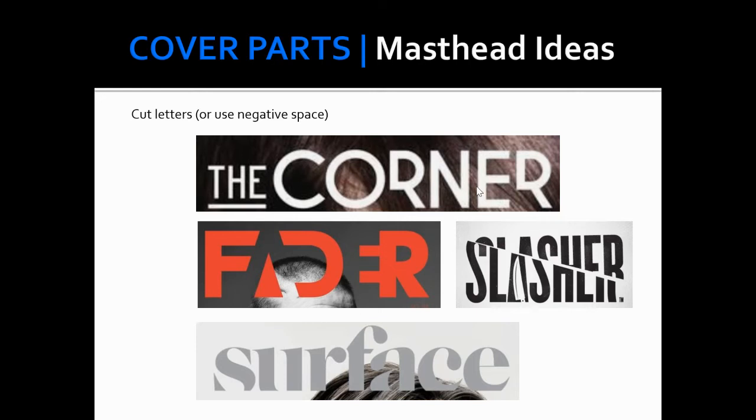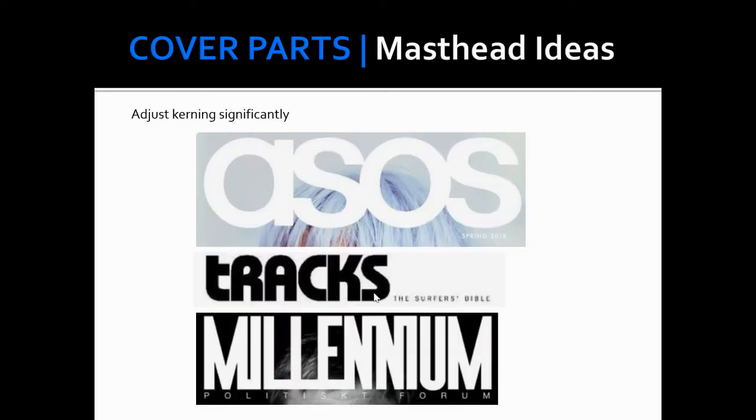So I'll record a separate video that shows you how to convert text into a shape that you can then manipulate. Those are examples, like this one here with Fader, where they're using the empty space, the negative space, to create the appearance of the letters A and E. This is a thing called gestalt.